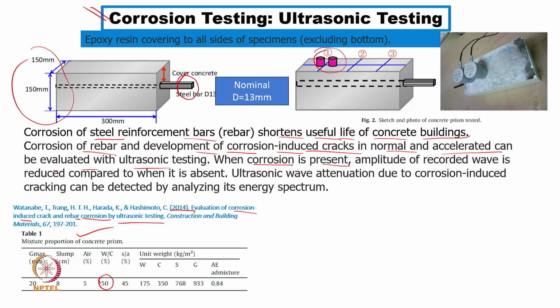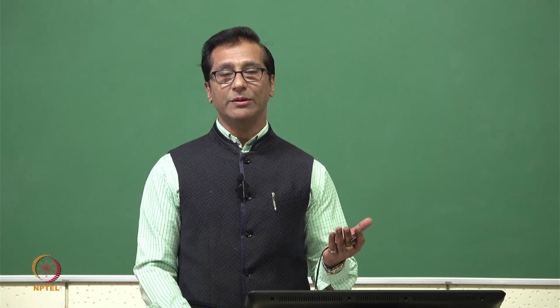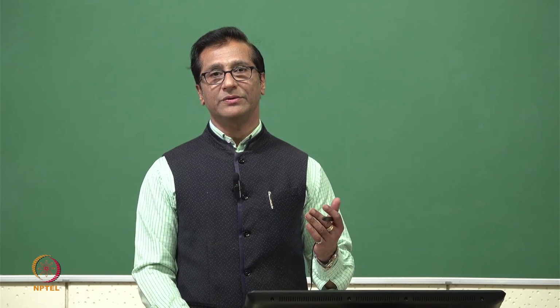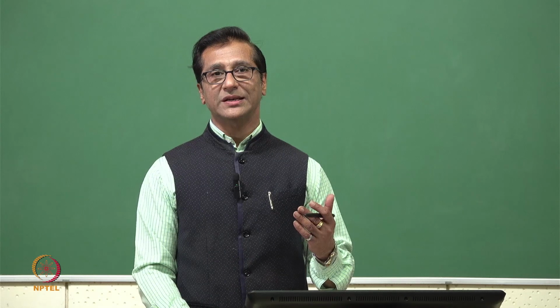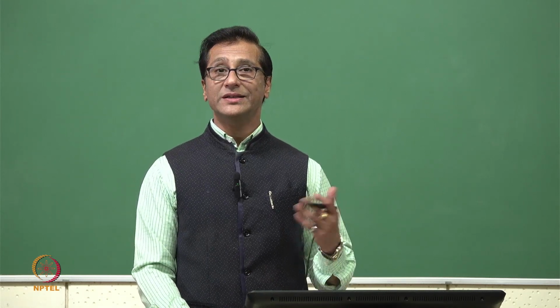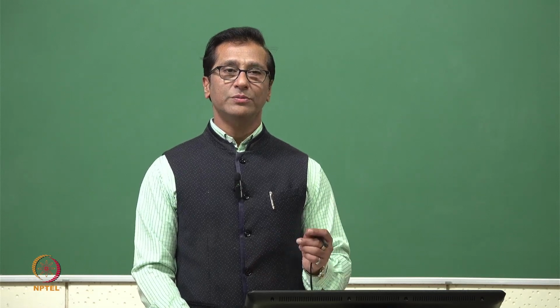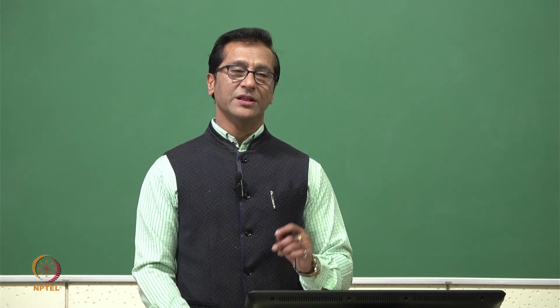When corrosion is present, we say the amplitude of recorded wave is reduced compared to when it is absent. Even the time is one, time will be lesser, and then here we are saying amplitude will be reduced. When there's no crack, the time should be much lesser when we are getting signal. If time is also increased and amplitude is decreased, both are indicators that there is something wrong, and then we do more and more testing and the calibration charts are there. If we compare, then we are able to compare these things.